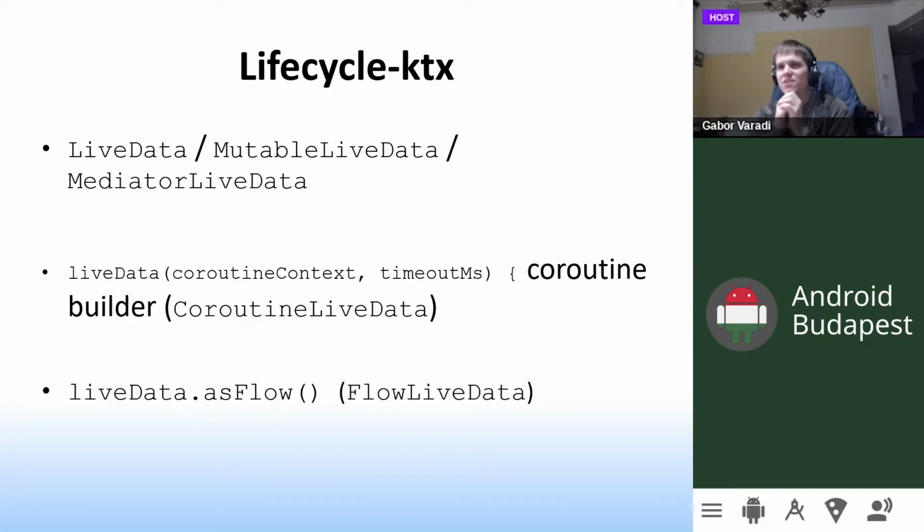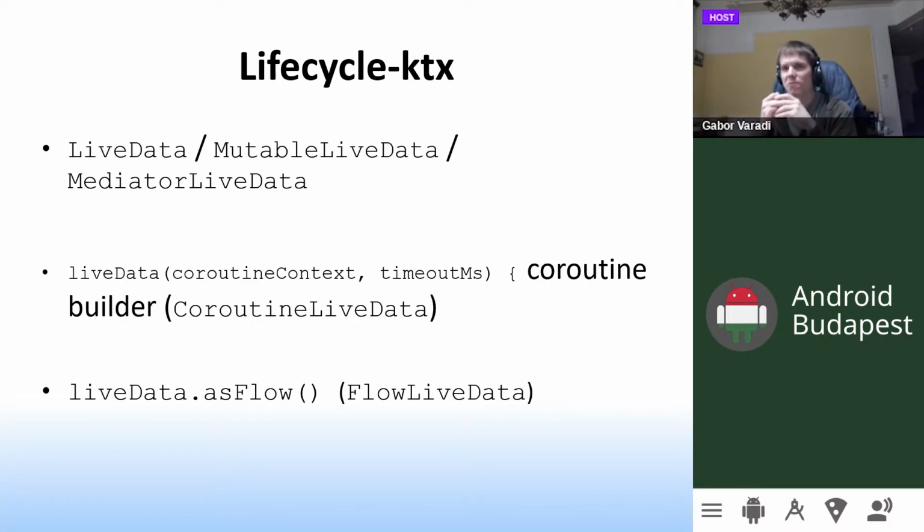Okay, so lifecycle KTX provided us with many things, not only just live data and mutable live data, but also mediator live data, which is used to combine these live data values. It was possible to create custom operators that would, for example, if any of the underlying live data changes, if any of the sources change, then you get an event in your mediator live data, and you can set the value of it or you don't. It's up to you really. You could define any operators, but the most important thing you could do with it is combine multiple live data to become a single emission.